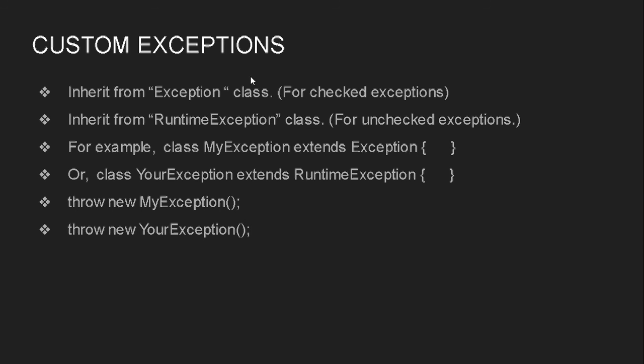For example, here I have defined two classes. The first class name is MyException, and MyException is extending from the Exception class. So this particular MyException is going to be a checked exception. Checked exception means whenever there is a possibility that that particular code is going to throw this exception, then I have to definitely write that code in the try catch block.